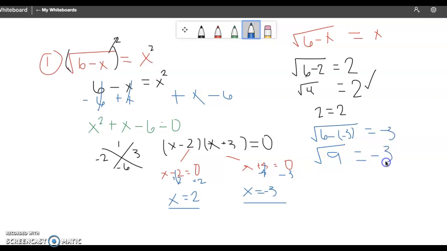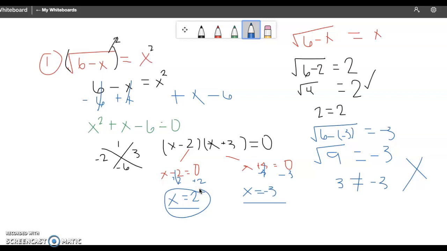And then we have negative 3. What is the square root of 9? 3. Does 3 equal negative 3? No. So that means that negative 3 is an extraneous solution, and 2 is the solution to the equation.